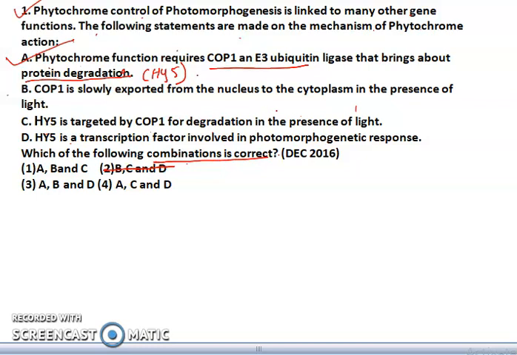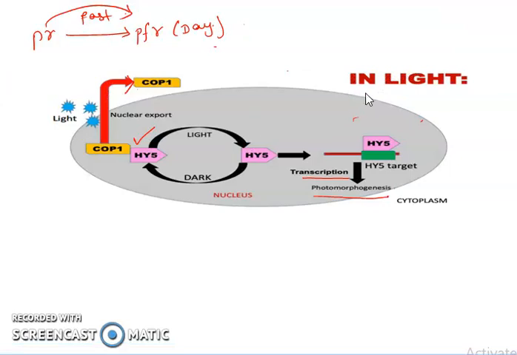from the nucleus to the cytoplasm in presence of light. Yes, we have also discussed about this point. It is true. As B is true, we can eliminate the fourth option in which we don't have B. With the help of the diagram, we will be clear about this point. Here see, in presence of light, the COP1 is transported from the nucleus to the cytoplasm. It is transported outside from the nucleus and it is a slow process.